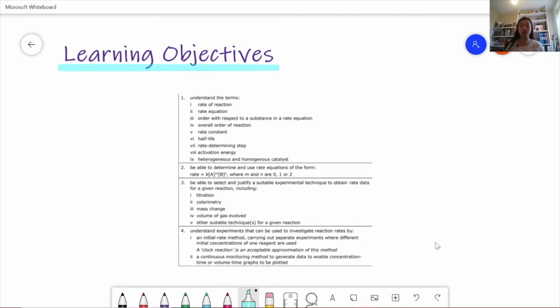data for a given reaction, including titration, calorimetry, mass change, volume of gas evolved, and other suitable techniques for a given reaction. And the last learning objective is to understand experiments that can be used to investigate reaction rates by an initial rate method, so like an iodine clock, or a continuous monitoring method to generate data to enable concentration-time or volume-time graphs to be plotted.